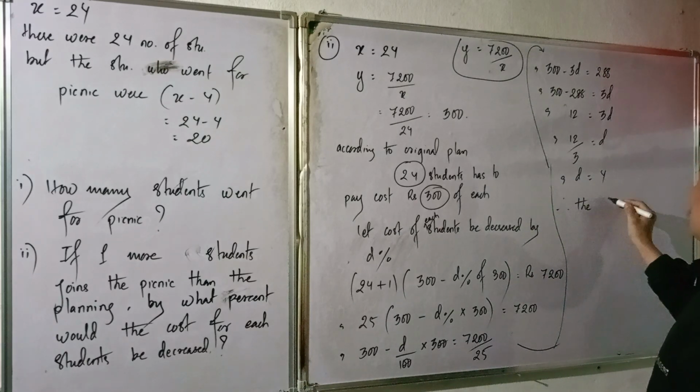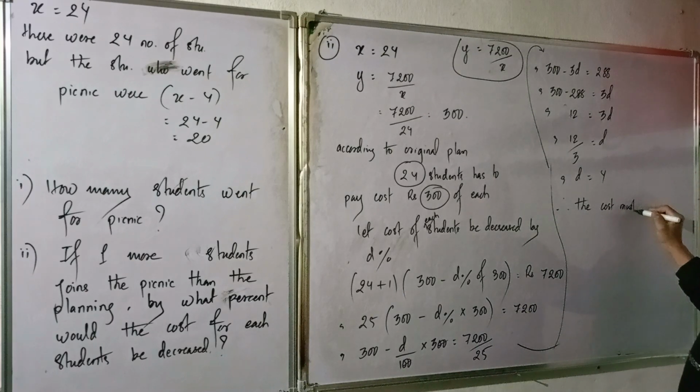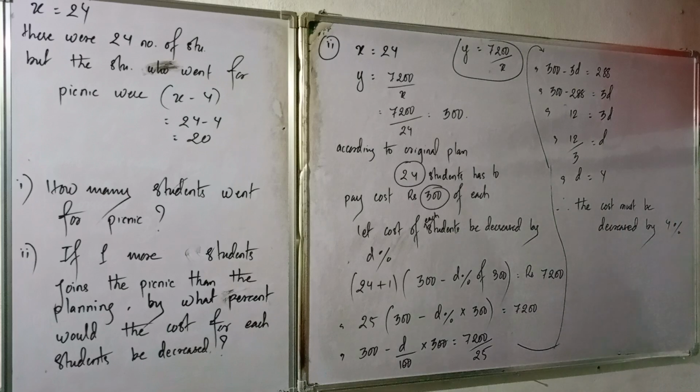Therefore the cost must be decreased by 4%. So this is the answer for 16a, double I. After finishing this, let's move on to another number, 16b. Okay, so I'll rub this off.